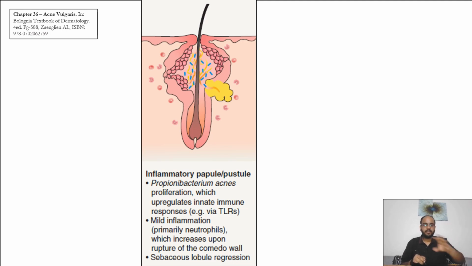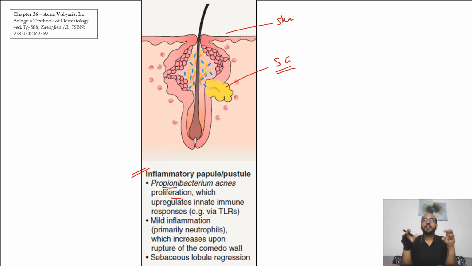Now the comedone has been formed. There is accumulation of keratin. All these things have happened. Now the inflammation will start. So here the book mentions Propionibacterium acnes, but now the name is Cutibacterium acnes. There's proliferation of Cutibacterium acnes, which resides on the skin and in the sebaceous gland. Cutibacterium acnes is actually a commensal organism which normally resides in the sebaceous gland and the follicle. When the follicle gets blocked, there's increased multiplication of Cutibacterium acnes and the population rises. When the population rises, you will have increased inflammation and increased microbicidal activity.